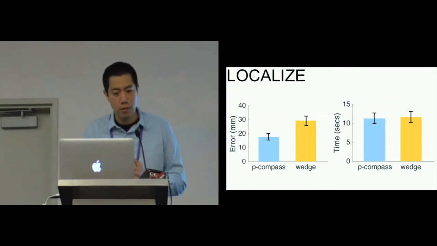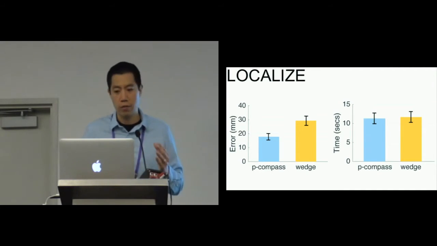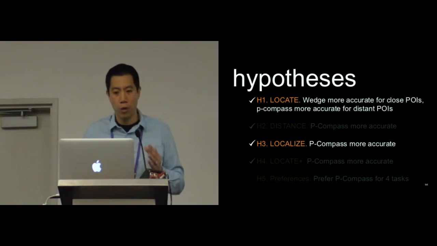For localized, in terms of errors, lower is better. We found P-compass is significantly more accurate than Wedge, and there's no significant difference in terms of completion time. So the two hypotheses are therefore supported.